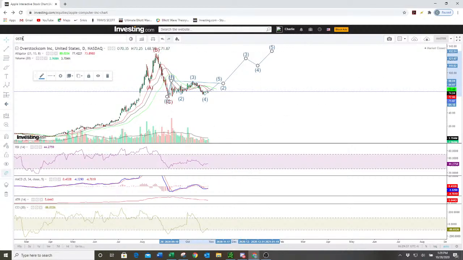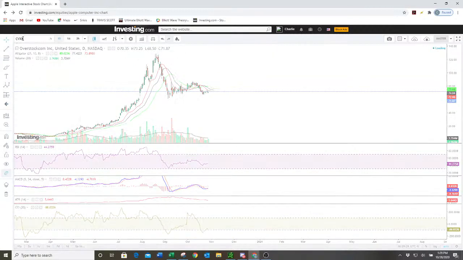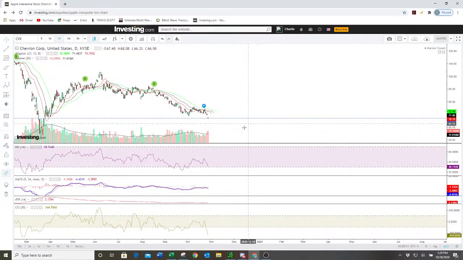CVX, I heard a lot about that today. What do they do? CVX, let me see. Oh, it's not loading. CVX, is that a penny stock? Oh, Chevron. Huh. Yeah, I wouldn't touch it. I mean, it looks like it's bottoming out, but I wouldn't touch anything related to oil right now.